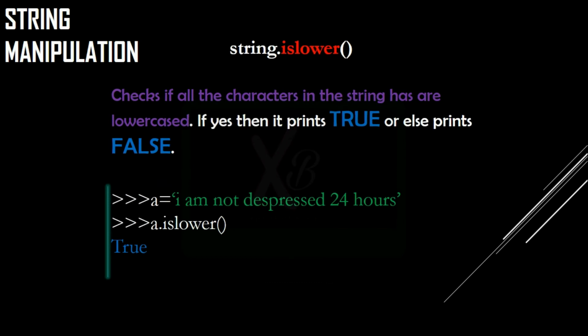Here also it's going to give me true. I just wrote this example because the number 24 should not affect it, and it never does. Numbers don't affect it. This function has only to do with characters. But if I write something like I'm not garbage, the I is capitalized here, so it's going to give me false.